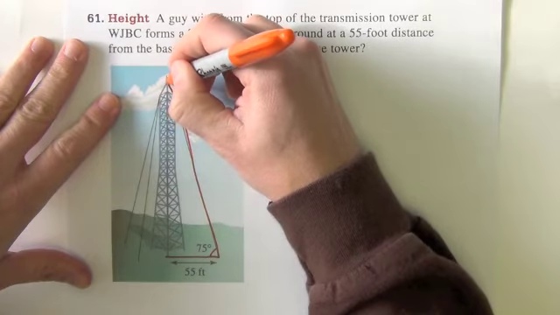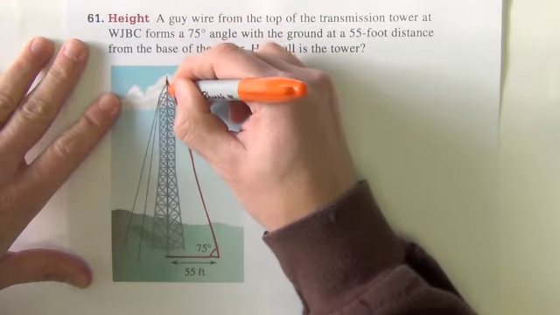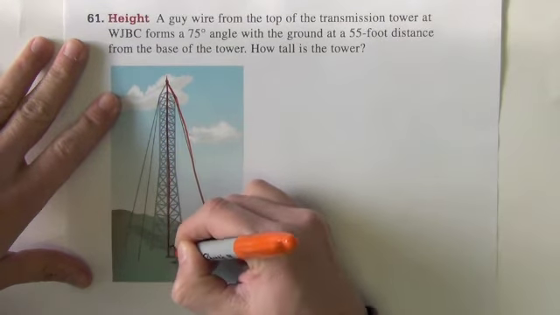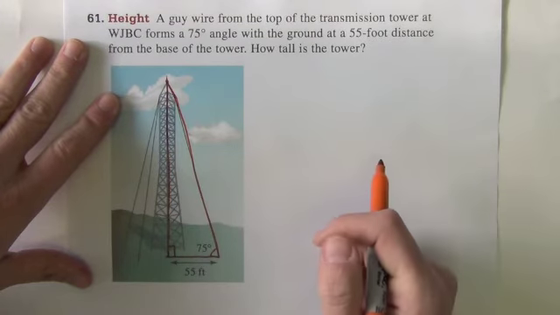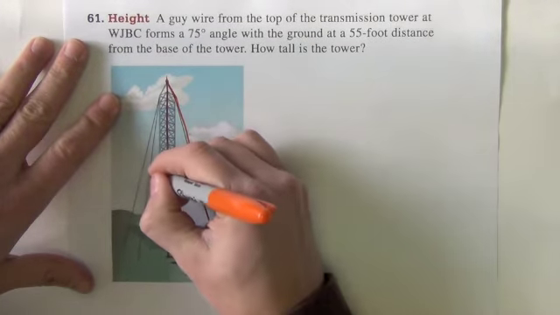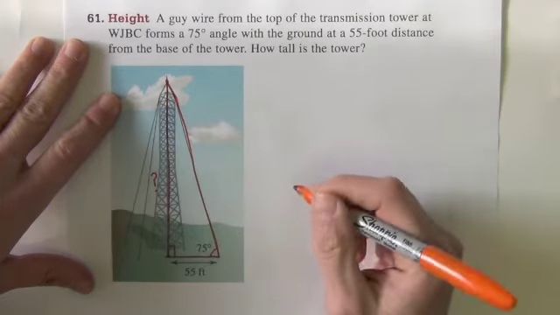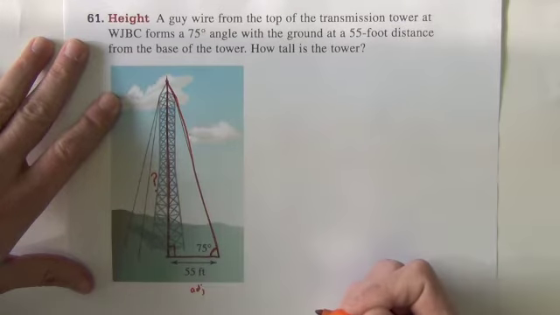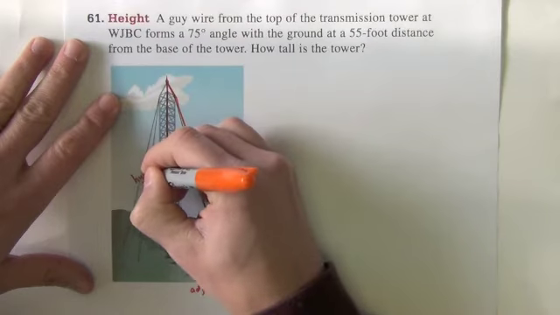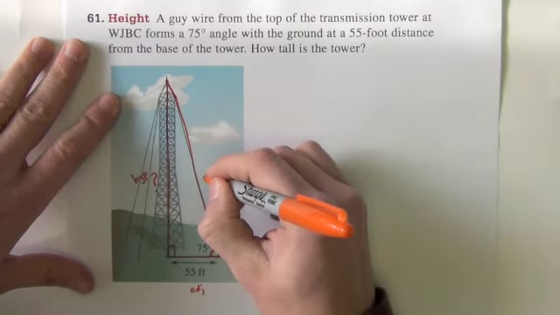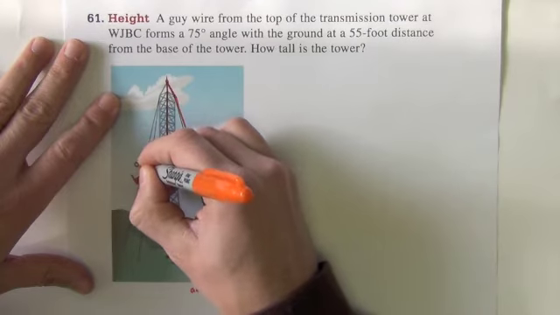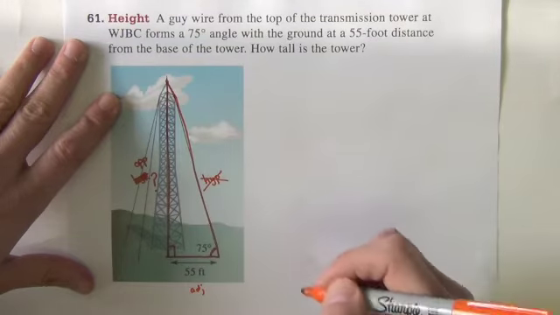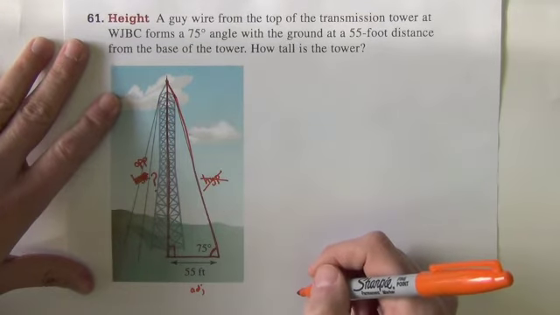So here I've got this wire stretching up to the top of this tower. I'm trying to find the height of this tower. And in doing so, I've constructed a right triangle. I want to know that side right there. So from this angle given to me, this 75 degree angle, I have the adjacent, 55. I'm looking for the opposite. Sorry. The hypotenuse over here, I'm not interested in. I don't care how long the wire is.